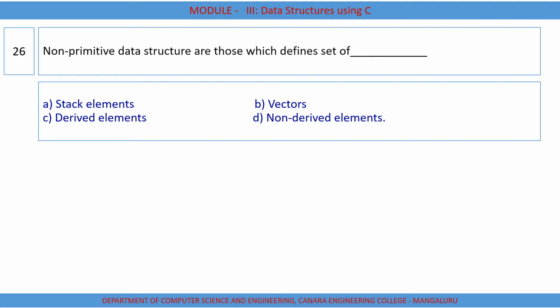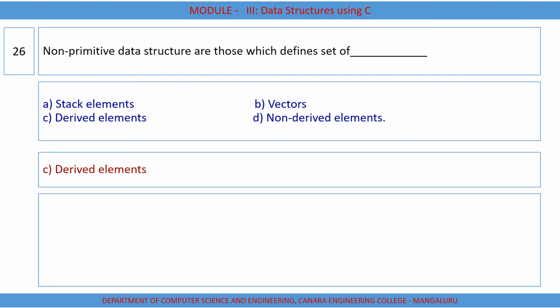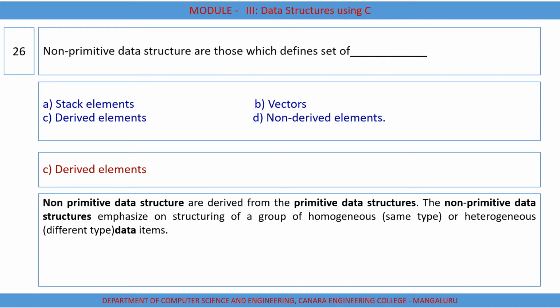Non-primitive data structures are those which define a set of: one, stack elements; second, vectors; third, derived elements; and fourth, non-derived elements. Out of these four options, the correct answer is derived elements. Non-primitive data structures are derived from the primitive data structures. They emphasize structuring a group of homogeneous or heterogeneous data items.